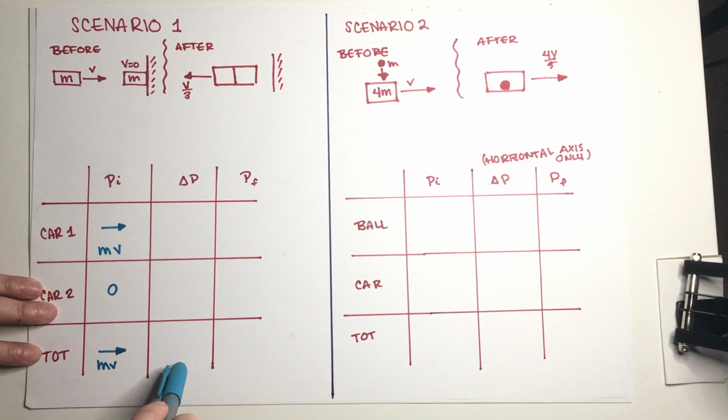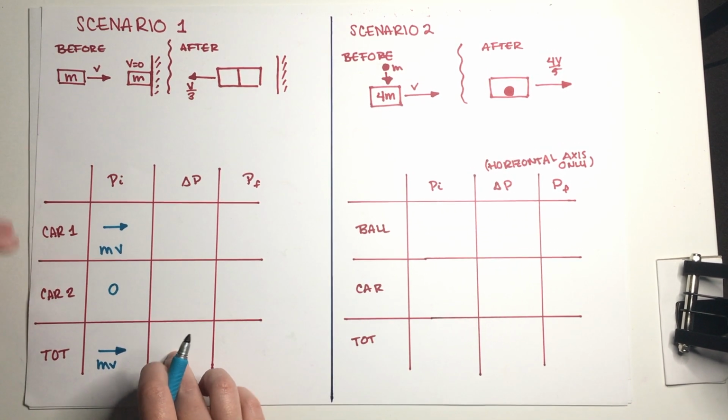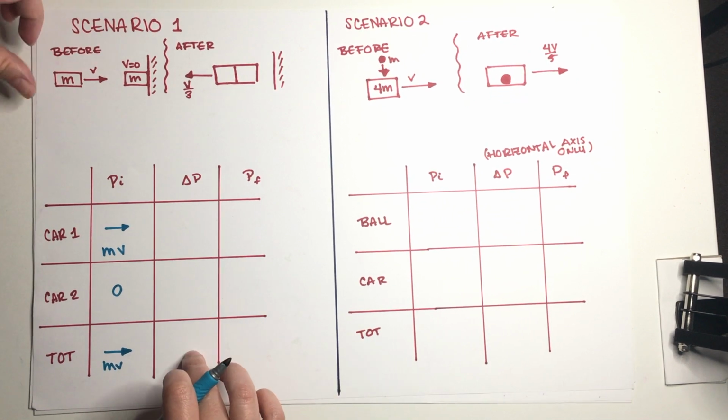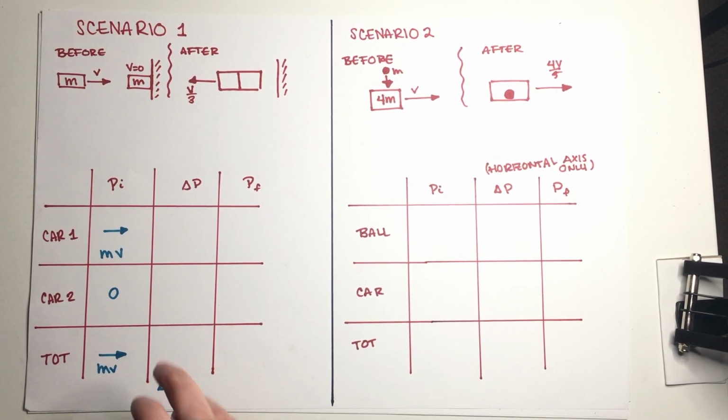Now of course, what we're trying to figure out is if there's going to be anything over here, because this is your delta P total of your system. So if this is 0, then momentum is conserved. If this is not 0, then that means that no, momentum was not conserved in this scenario. So we're basically building up to figuring out if we're going to have anything here.